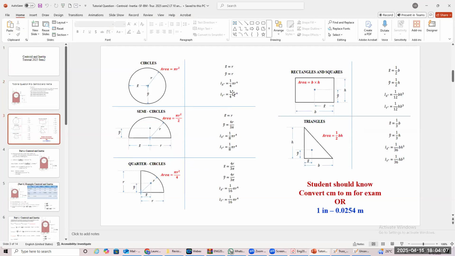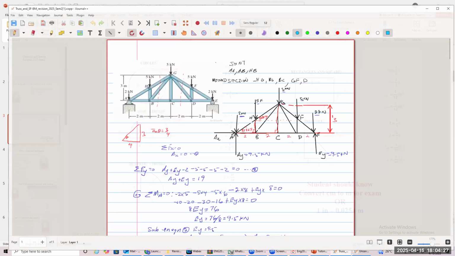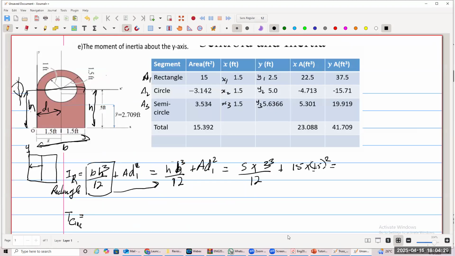So for the circle is 1/4. Right? 1/4. Can you see it? Are you seeing it? Yes, sir. Okay. So see here, it's the same 1/4 r squared. So let's jump back to where we are. Here. So we are right here.